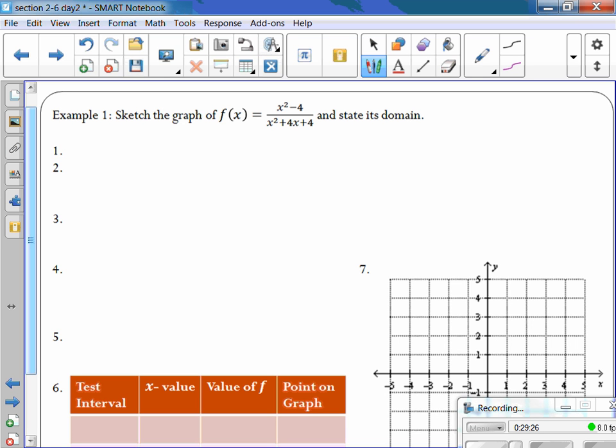And then they absolutely cancel. Here we know that x can equal that -2. So what is my domain? I pretty much already said it here, right? All real numbers.